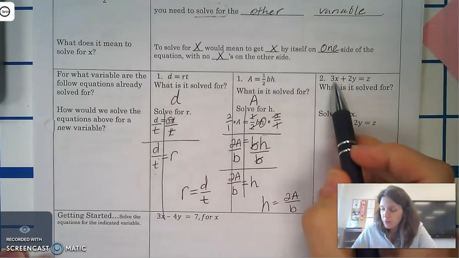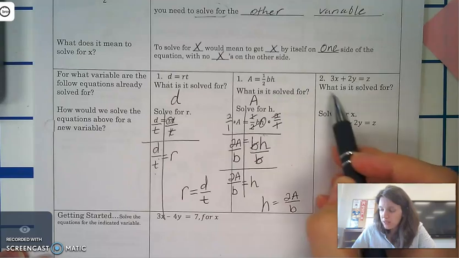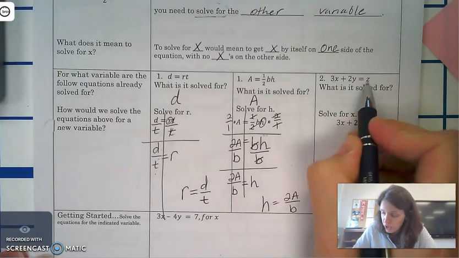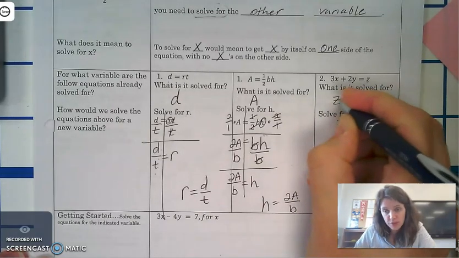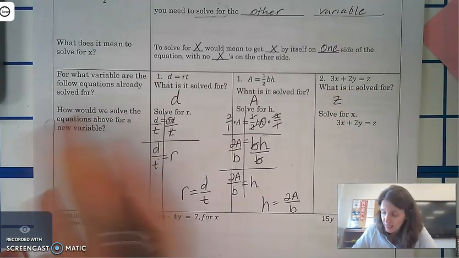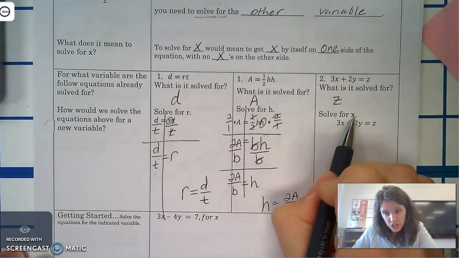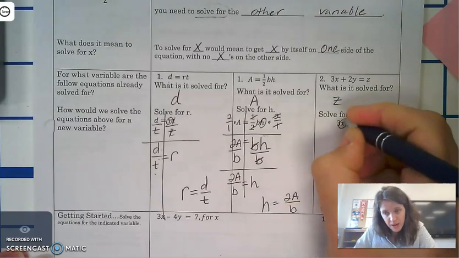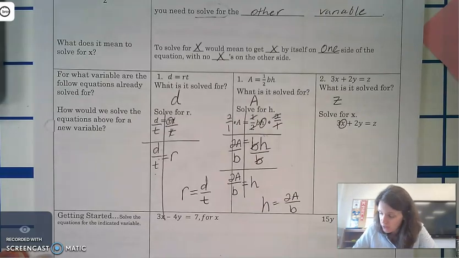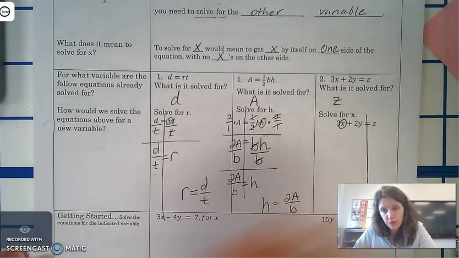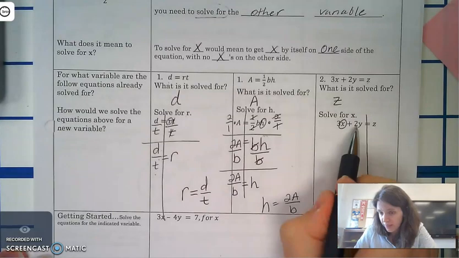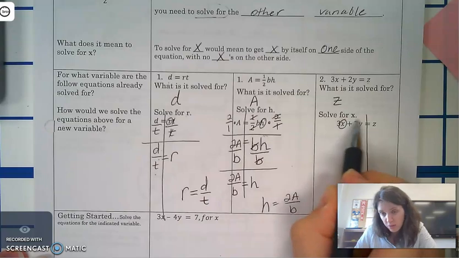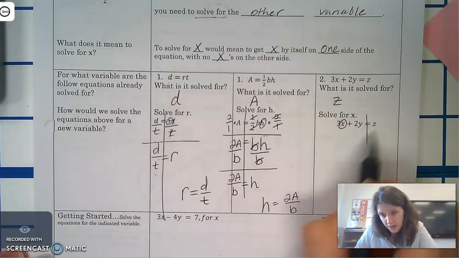All right, we got 3x plus 2y equals z. What is solved for? Well, again, the letter that is by itself is the z. So currently, my equation is solved for z. But I see in the instructions, it tells me now I should solve for x. So I want to get x by itself. I have an equation with 2 parts, 2 terms on the left side. I need to move this term and the 3 away from the x in order to get it by itself.